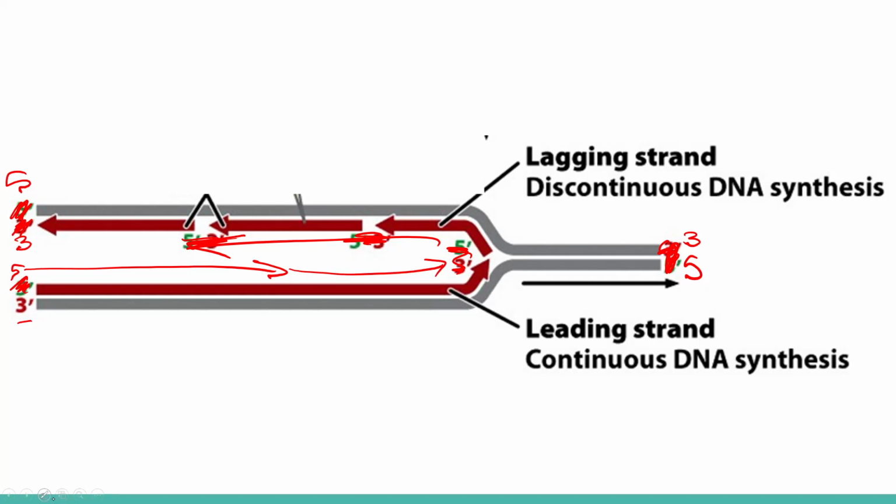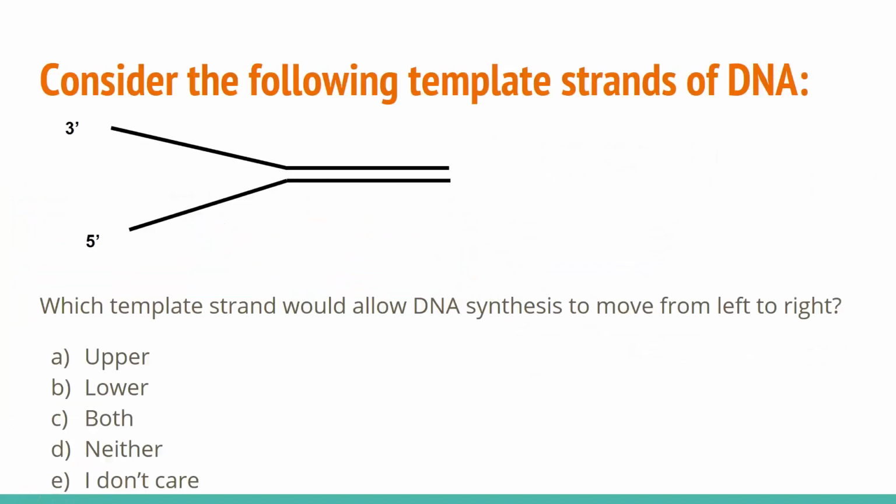If you're like, I still don't understand how to do that, let's practice it, okay? These are the two parental strands, right? I've only given you two numbers. That bottom one, bottom left, is 5' and top left is 3'. Which strand would allow DNA synthesis to move left to right? Upper strand, lower strand, both strands, neither strand, I don't care. Take a second, maybe draw it. Use your hands. I see a bunch of you doing that. Nothing wrong with that. People in the testing center will be like, what?